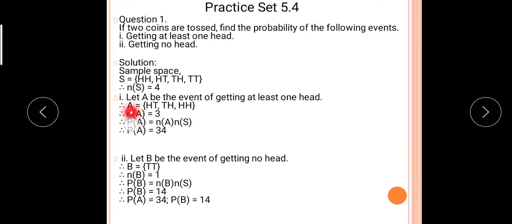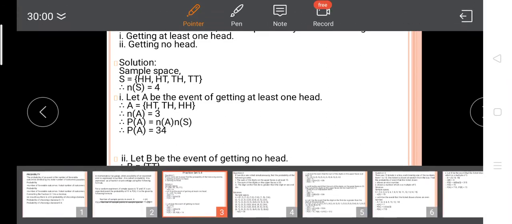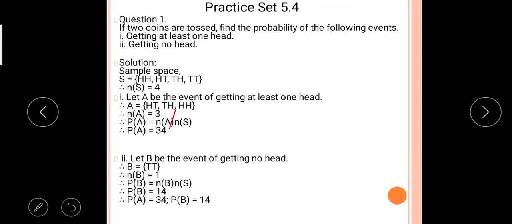What is the first event? Getting at least one head. Means the points where at least one head should be there. So it is HH, HT and TH, and therefore N of A is 3. So P of A is equal to N of A divided by N of S, and therefore it is 3 upon 4. So it is 3 by 4.